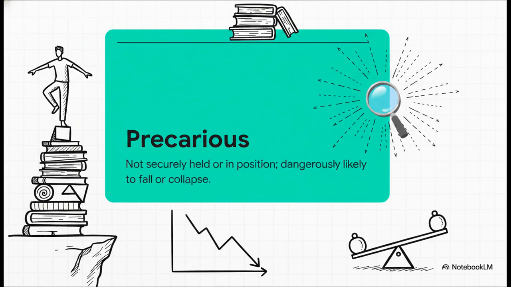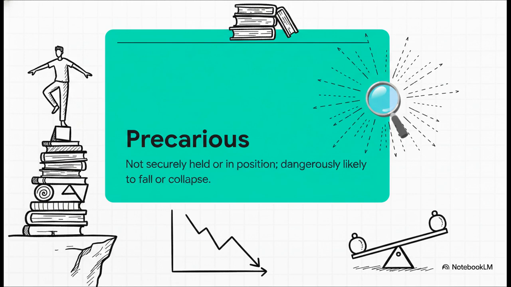Usually, that starts with a situation feeling precarious. To be precarious, or anishchit in Hindi, means something is not securely held in position. It is dangerously likely to fall or collapse. Think of a precarious stack of heavy books right on the edge of your desk, or maybe a really precarious financial situation.